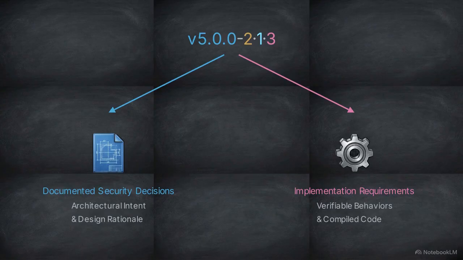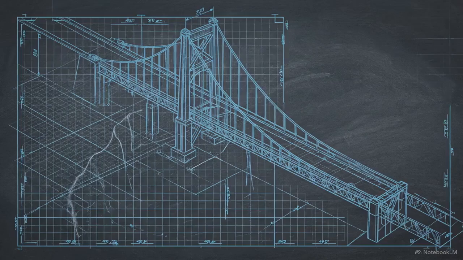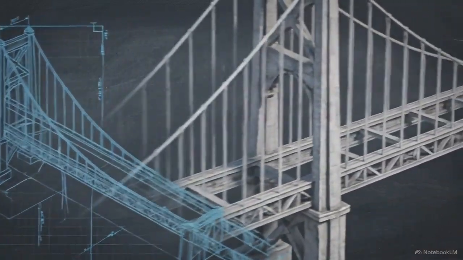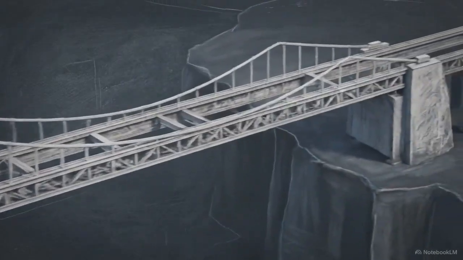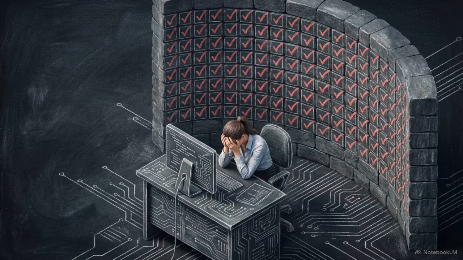The second category is implementation requirements. These dictate the specific, verifiable behaviors expected to execute in the compiled code. This dual structure forces engineering teams to bridge the gap between secure architectural theory and verifiable technical implementation. Applying 350 rigorous security checks to every single component of a modern application is logistically impossible for most teams.